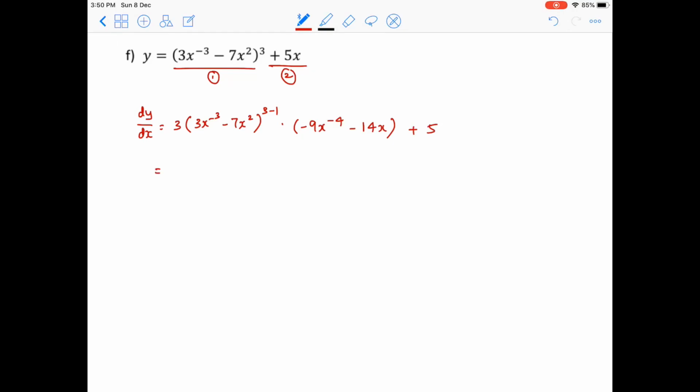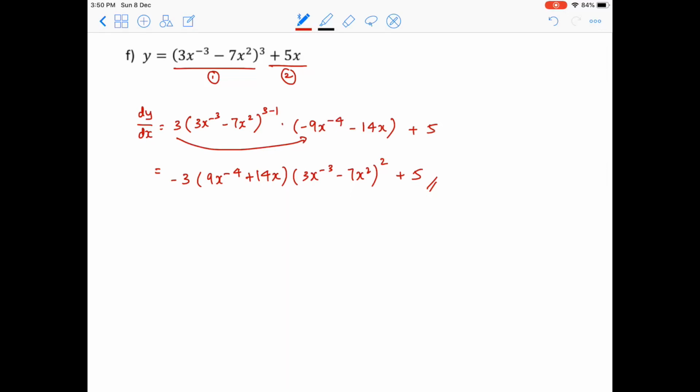Cool. So let's simplify this. You can multiply in your 3 to this bracket. If not, you also can leave it in quite a few ways without expanding it. Let's say I'm not going to expand it, I'll just factorize out. I will leave my answer as negative 3, 9x power negative 4 plus 14x, multiplied by my 3x power negative 3 minus 7x square plus 5. This will be my solution.